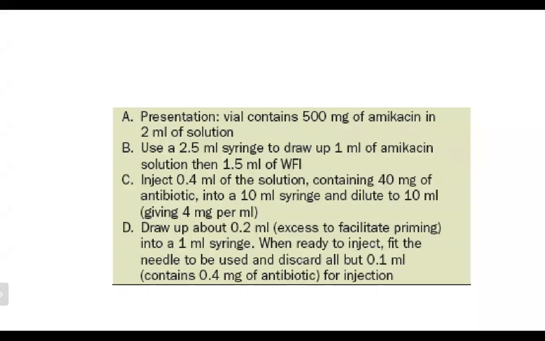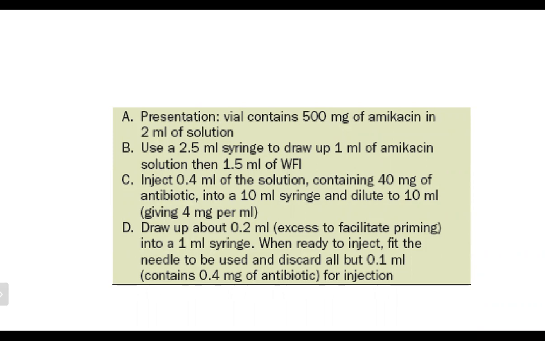right? So from that 2.5 mils that we've constituted, take 0.4 mil of the solution in a 10 mil syringe. And then, since you've taken 0.4 mils, you add 9.6 mils of water for injection to make it 10 mils. That will now make it 4 milligrams in each mil. And you want to inject 0.4 milligrams. So from that 4 milligrams per mil, if you take 0.1 mil, it gives you 0.4 milligrams. I don't know if I'm clear.